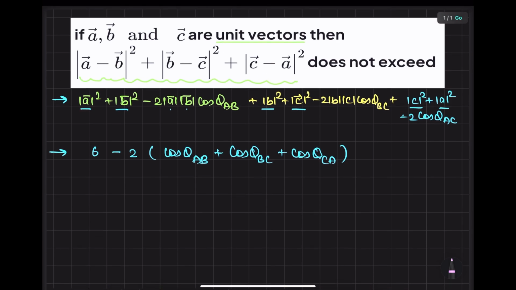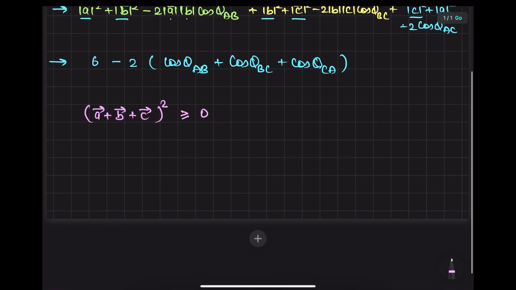So what should we do? Just look at this. Suppose that I am talking about vector A, vector B and vector C. If I do square, don't you think it will always be greater than or equal to 0? The square of a real number will always be 0 or a positive number. Okay, now you can open this bracket.